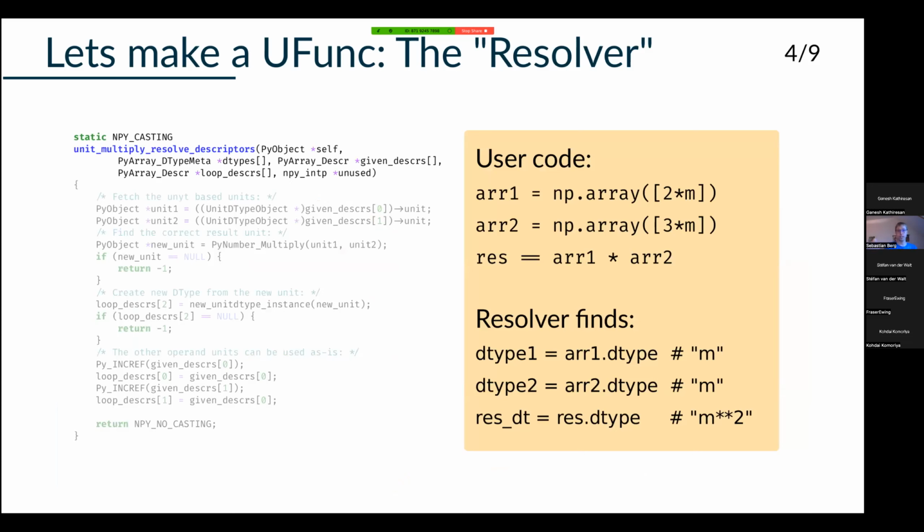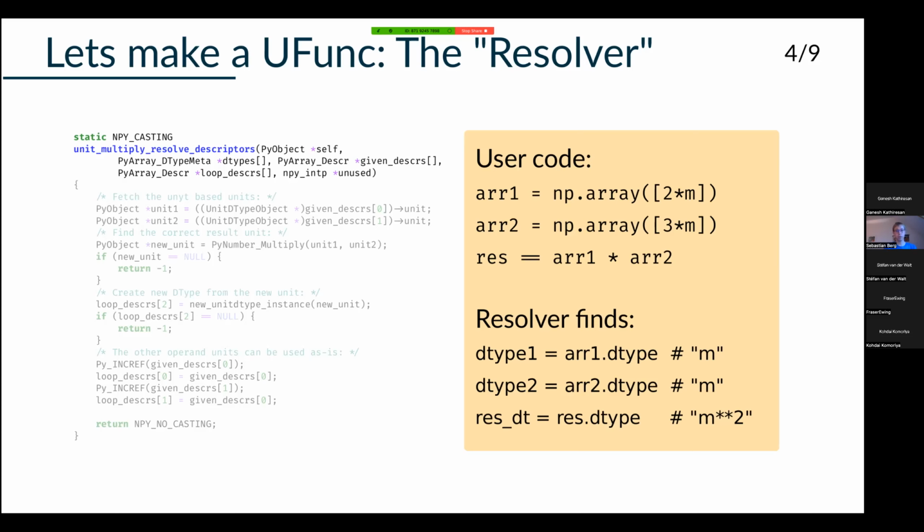In our case, we have the code here on the left. We have the user code with the two arrays passed in with meters, and we have the multiplication between them. And the resolver needs to now find that the output dtype for the first one is just the input dtype, it's unchanged. Second one also. And the result dtype, we have to calculate, which in this case, if we get meters and meters, is meters squared as a result for the multiplication.